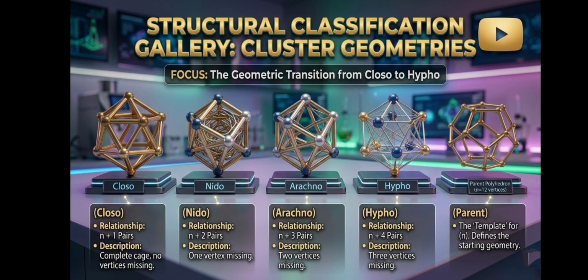As we add another pair of electrons, we get the arachno structure, which follows the n plus 3 pair rule. Arachno refers to a web-like appearance. Here 2 vertices are missing, making the cluster look even more open.